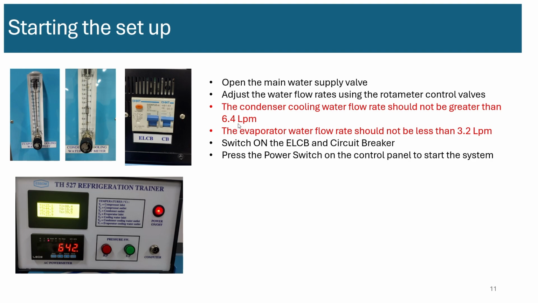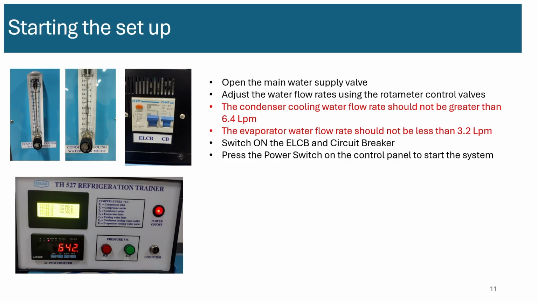But one thing to keep in mind is that the flow rate for the condenser side, condenser cooling, should not be greater than 6.4 liters per minute. And the evaporator flow rate should not be less than 3.2 liters per minute. So the condenser cooling water could be anything like 4 liters per minute, 5 liters per minute, 3.4 liters per minute, but not 6.5. Okay, it can go up to 6.4. The evaporator flow rate, on the other hand, could be anything above 3.2, 3.3, 3.4, but not 3.1 or 2.8 or something like that. So this is something very critical.